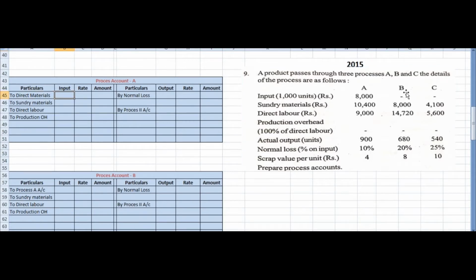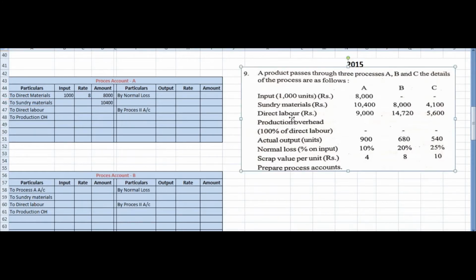How much direct material is given here now? 1000 units. Its rate is not given, but the amount is how much? 8000. Then tell me how much the rate per unit comes? 8 rupees comes. So 8 rupees is the rate per unit. Next, sundry material is 10,400.